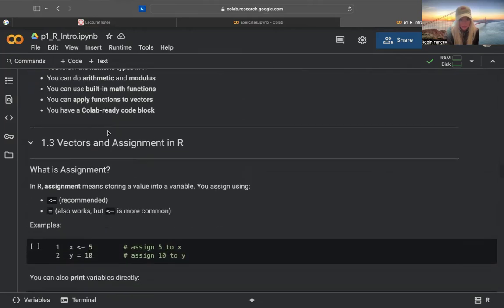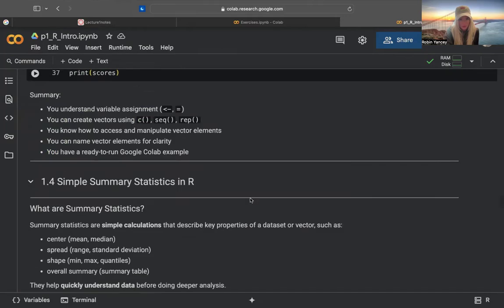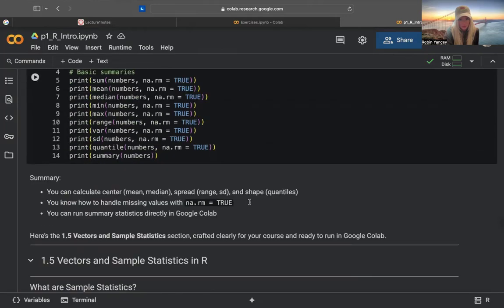Okay, so section 1.3. I'm going to go over this in a separate video.